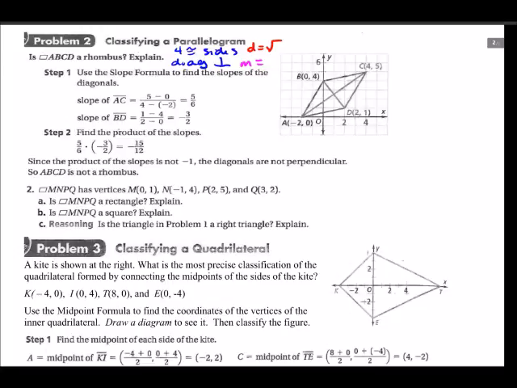And I see slope is a pretty easy formula to use. Okay, so we find the slope. So we're looking at our diagonals. We find the slope of AC is 5 over 6. We find the slope of BD is -3 over 2. Are those opposite reciprocals? No, they are not perpendicular. So it's not a rhombus.